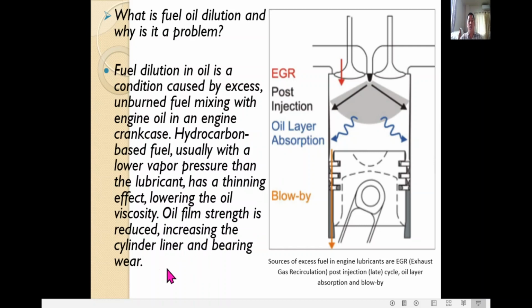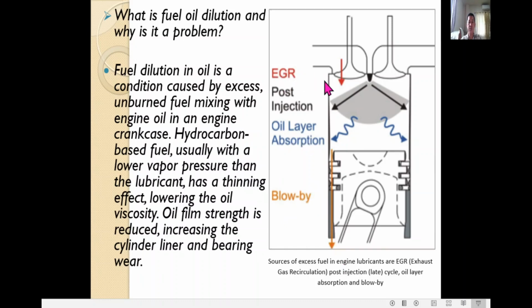So as you can see here, we have the EGR, exhaust gas recirculation. And we have here the post-injection. Post-injection, we have also the oil layer absorption, and we have the blow-by. Post-injection means there's a problem with your injection of fuel. So it might be that unburned fuel will penetrate through your piston rings when there is blow-by. So it will be going to your crankcase.